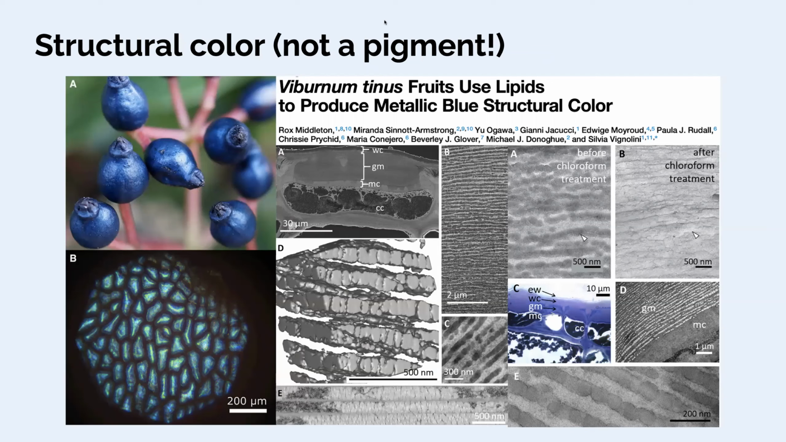So this is an interesting situation, as it says here, that the fruits of this are not blue per se, but they're reflecting light in a way that makes them appear to be blue. So two ways to get to the same endpoint, I guess.